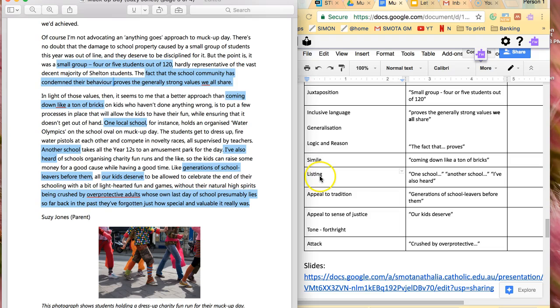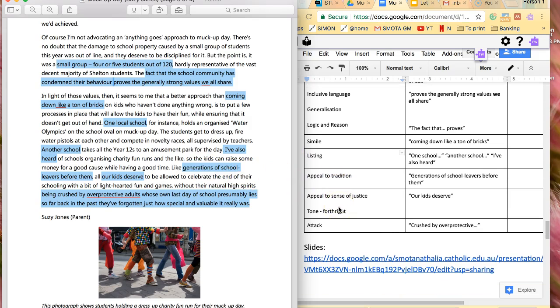We also have the listing. She lists all these different options. One local school, I've also heard another school, etc. So she lists all the options. And why she does that is because by providing a list of alternatives, she comes across as a logical individual who has reasonably thought about these other opportunities that she says are quite positive. She made a comment about it could be like a fundraiser, so the kids can raise money for a good cause while having a good time. So she's trying to say, look, you can make it about the community. It doesn't just have to be about them.